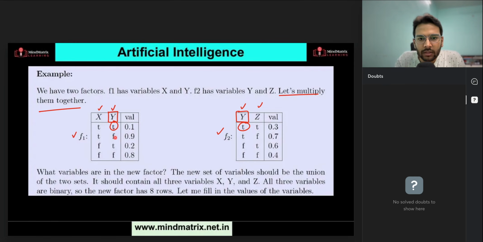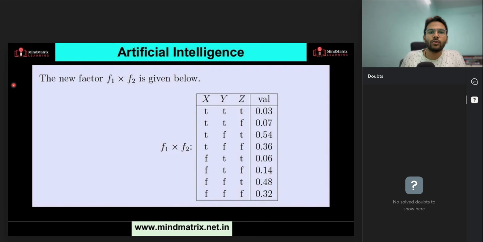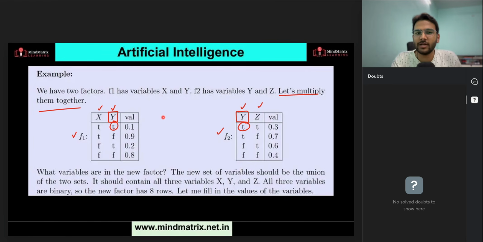No, wait. It should be, yeah, here it is false now. Okay, fine. 0.9 into 0.6, that should be 0.54. Yes. So here you can see how we are finding it out. So 0.54 is there, 0.07, 0.03. So it is same as natural join. Is this clear? Any doubt in this multiply operation?